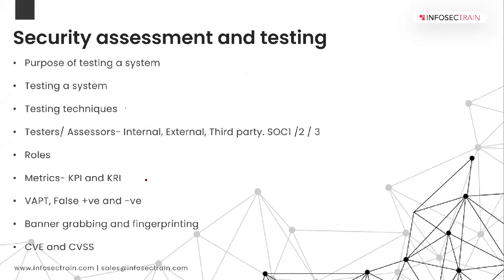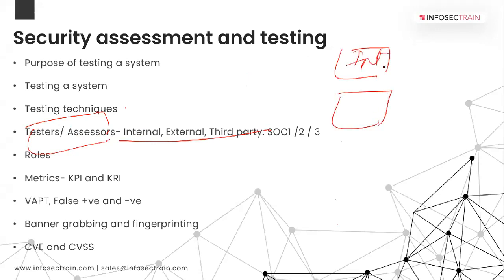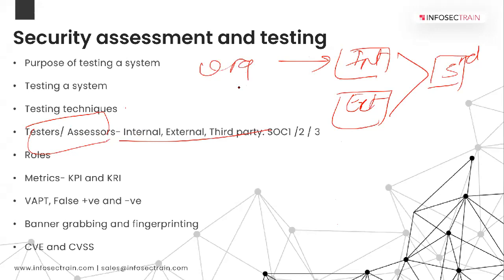Now coming to your testers and assessors. Testers and assessors can be of a multitude of types. These can be internal, external, and third party. What is the difference? This is my organization. I may have my internal team, which is responsible for testing of the application. So that is my internal.